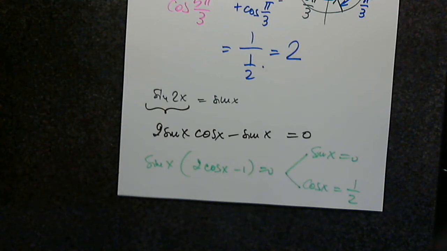This is good, but we didn't finish. We didn't solve for x. We only solved for sine x and cosine x. So sine x can be 0, and cosine x can be 1/2. Any questions so far?